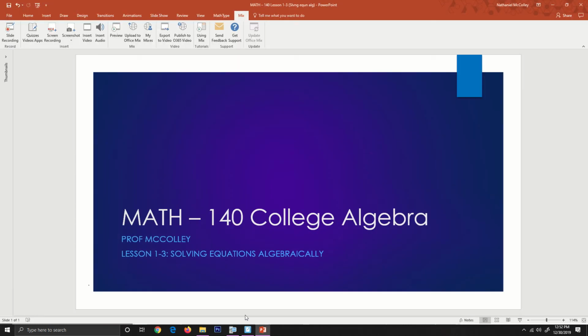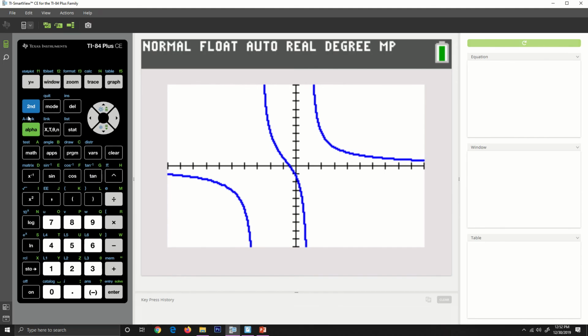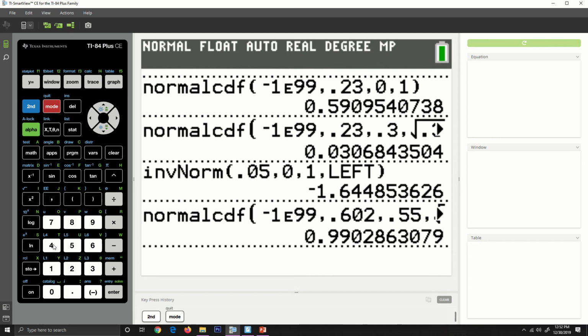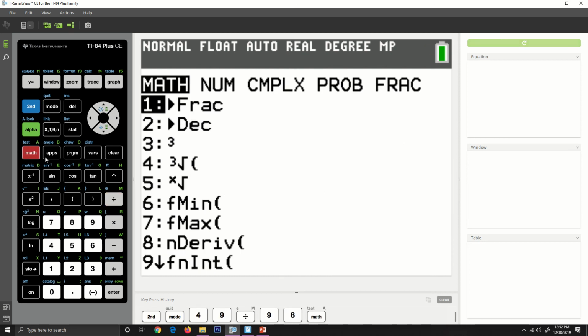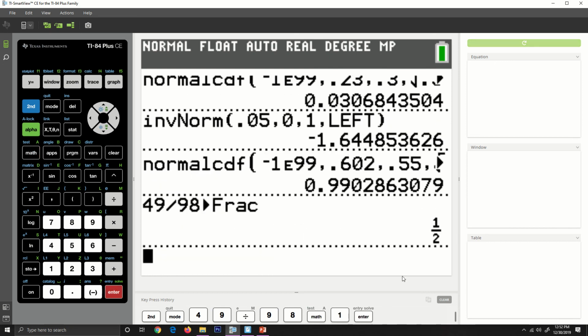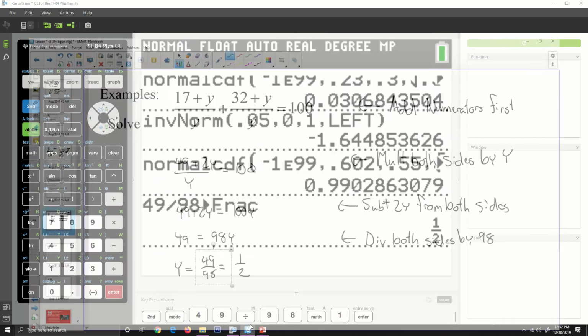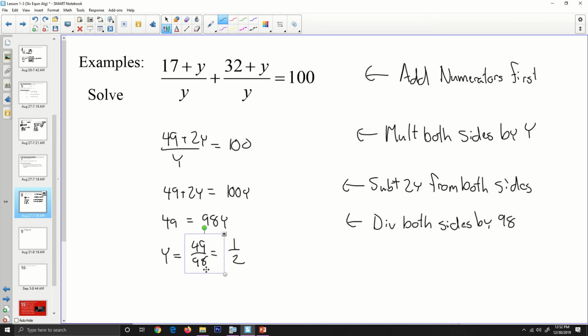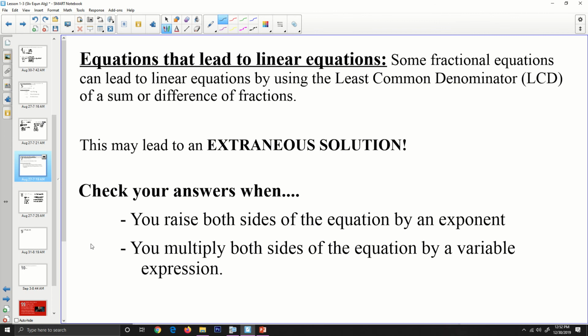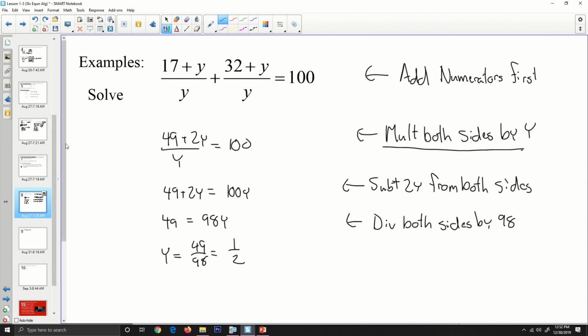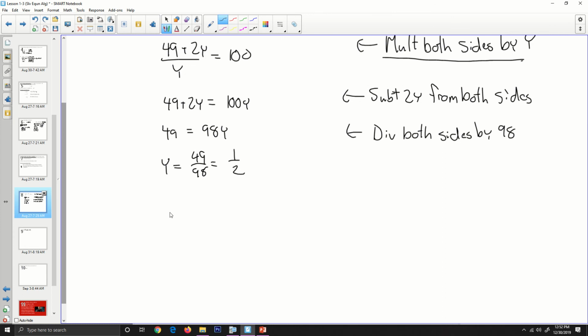And just to be clear, if you're unsure, you can grab your graphing calculator and enter 49 divided by 98. And if you hit the math button, you have this little fraction function here. It'll change anything to a fraction and reduce it. So we get a half. That's good. And again, since I multiplied both sides by y, that's this second rule right here, I should check my solution just to be safe.